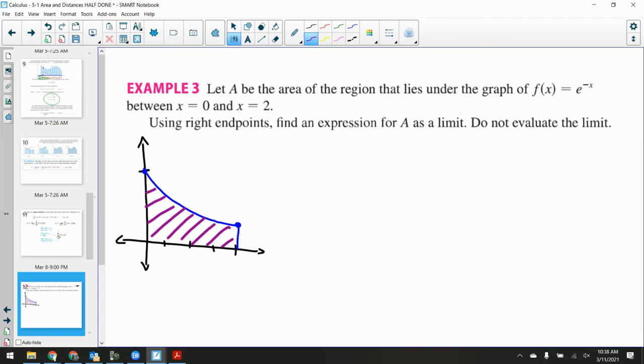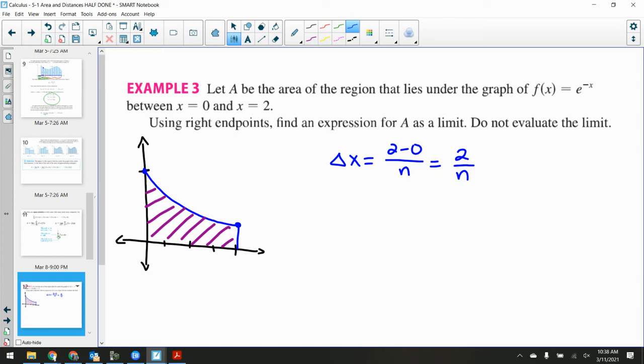Okay, so let's figure out my change in x, my delta x. Remember, delta x is equal to b minus a over n. Well, this is going from 0 to 2. So b minus a is 2 minus 0, over n, is 2 over n.